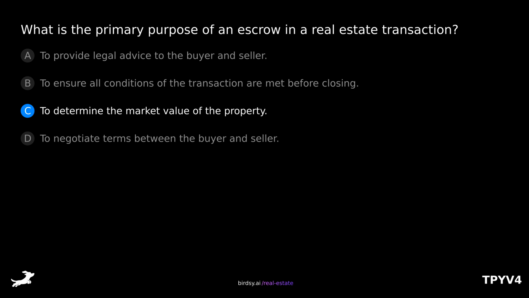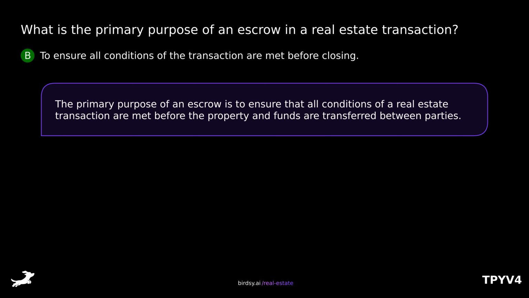C, to determine the market value of the property? Or D, to negotiate terms between the buyer and seller? The answer is B, to ensure all conditions of the transaction are met before closing. The primary purpose of an escrow is to ensure that all conditions of a real estate transaction are met before the property and funds are transferred between parties.